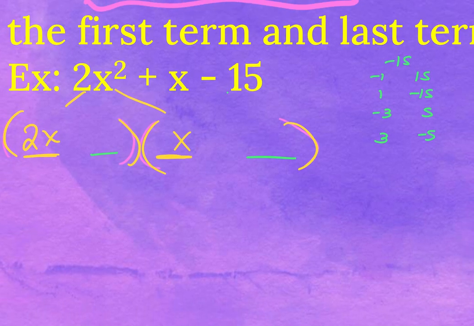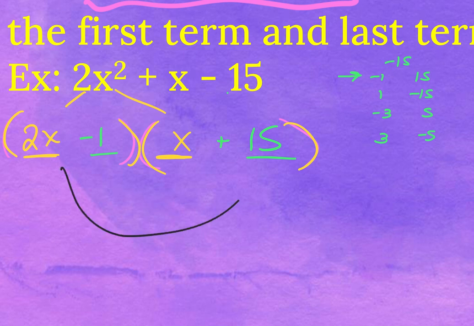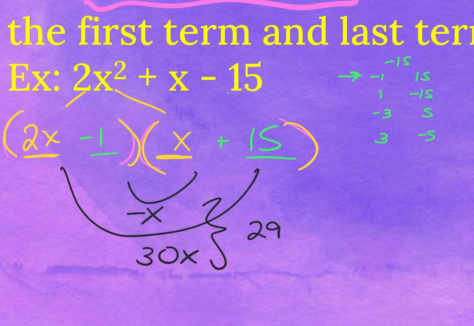So for this one, I would start with the negative 1. So I'm going to plug in negative 1 and positive 15. And then I multiply the outer two and the inner two. I'd get 30x minus 1x. And then I want to add those together. That gives me 29x, which is not the middle term.